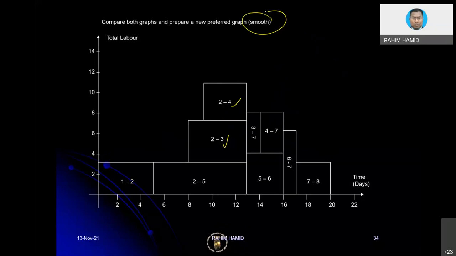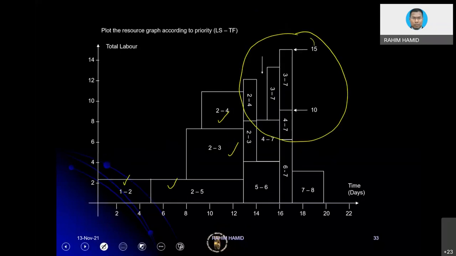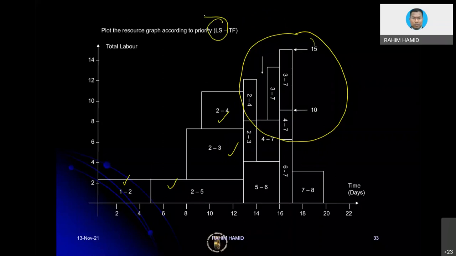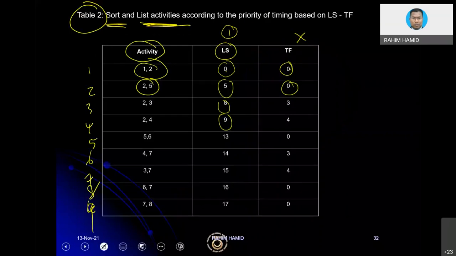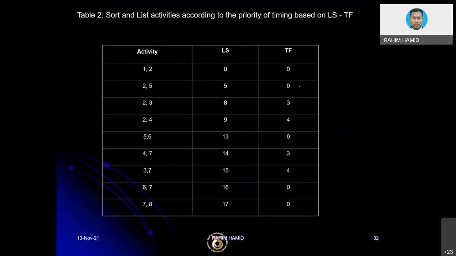And how do we transform those things? Okay, if you notice, if we are using the late start, we can only adjust the activity to the left side. Meaning to say, some of the activities can be shifted to the left, utilizing the float value, the total float value. So now let's take a look at the total float value. It looks like from here, which activities do have total float? 2, 3.